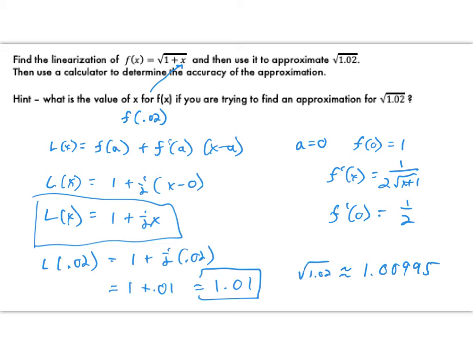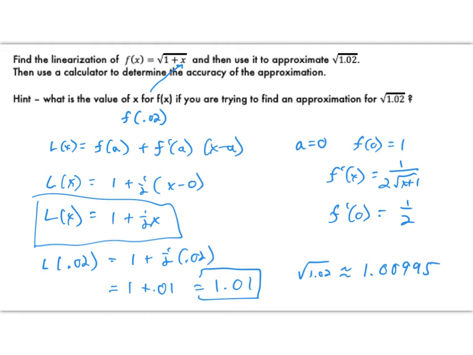1.00995. Now, as you're looking at this, if we were to round that to 2 decimal places, or even 3 decimal places, we'd end up with the same thing as we did right here. So I think our accuracy is pretty doggone good for this particular estimation. All right, let's take a look at another one here.